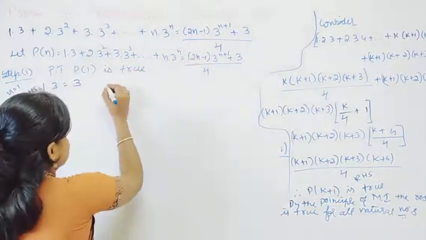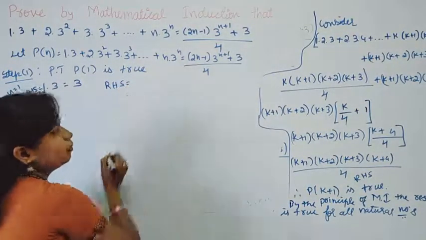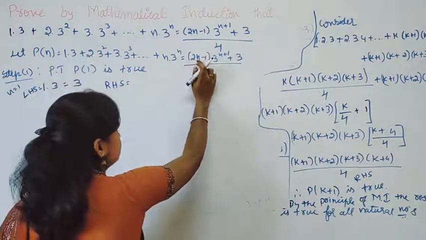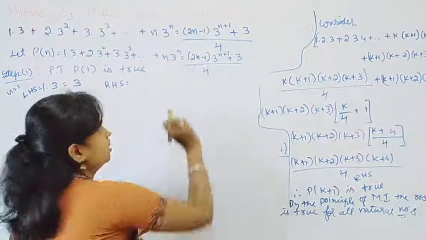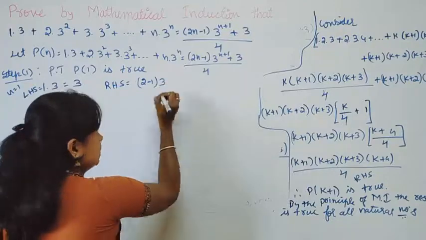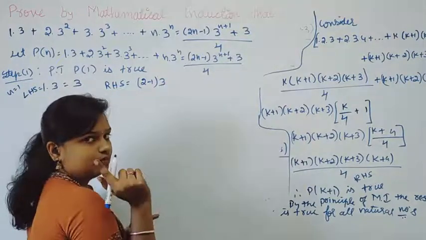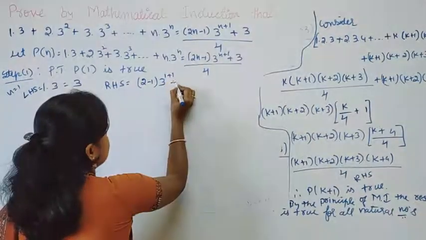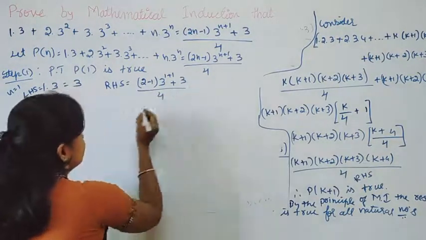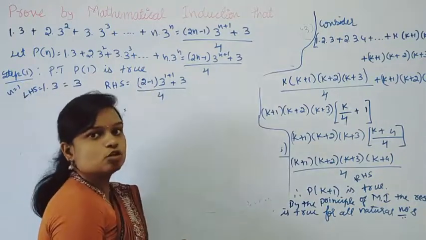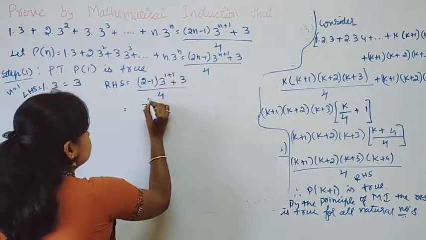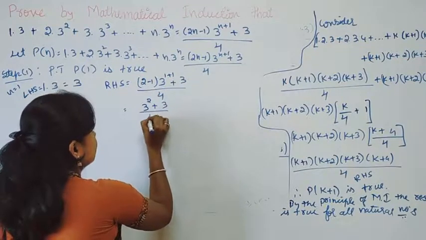So come to the RHS. In RHS also put n is equal to 1. So then RHS becomes 2 into n. When n is equal to 1, it becomes 2 1s are 2 minus 1 into 3 power n plus 1. N means 1. 1 plus 1 plus 3 whole divided by 4. Right? Now simplify this one. 2 minus 1 is equal to what? 1. 1 into 3 power 1 plus 1 is 2 plus 3 whole divided by 4.